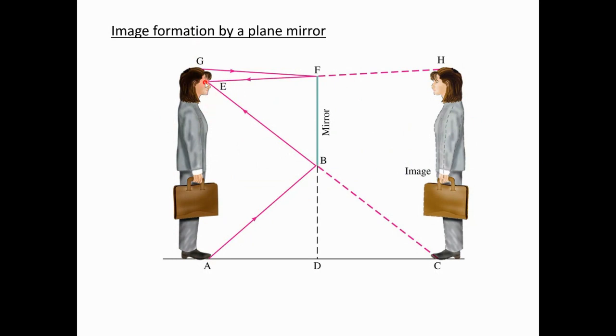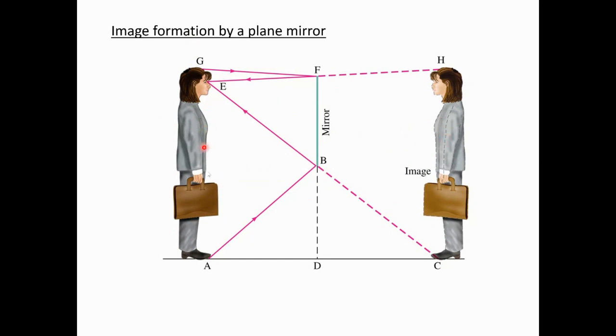And so the person infers that these light rays came from back here. You sort of extrapolate them back, right? The brain doesn't have a mirror built into it. You just assume that these light rays came from back there. And it looks like there's an image of you standing behind the mirror.